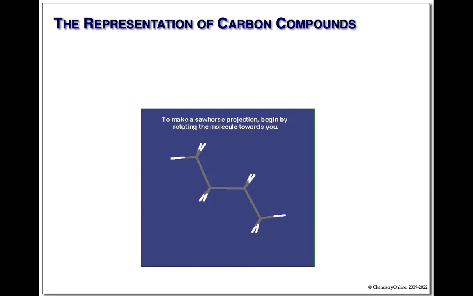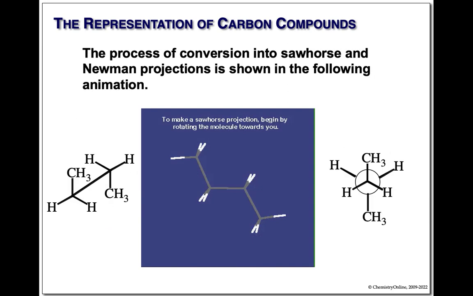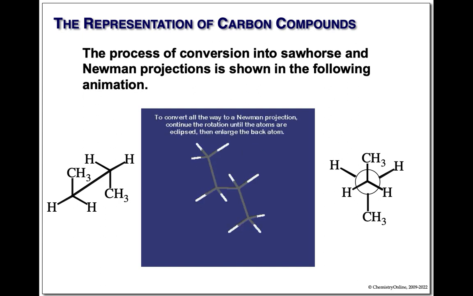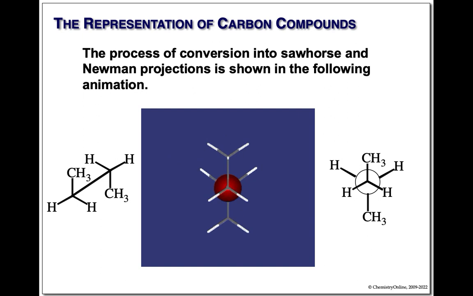It's a little short video. This is our model. And again, if we turn this so that this carbon is now coming toward us slightly, we get something like this. That's our sawhorse. And then if we turn it all the way, we get the Newman. Any questions?